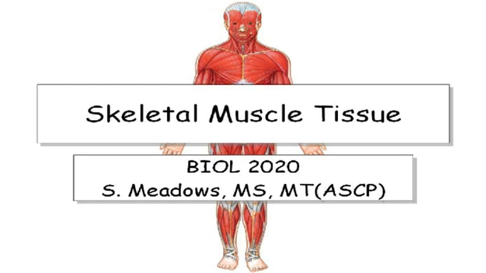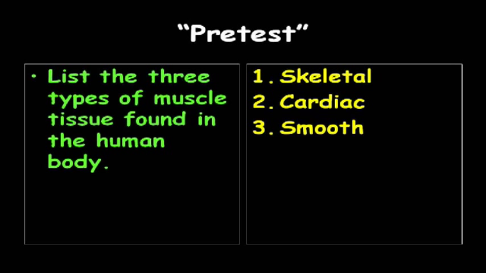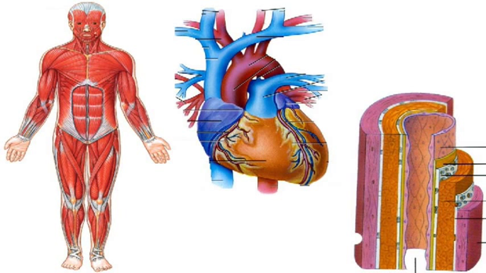Little flashback to ANP1. Remember that there are four basic types of tissues in the body. Somebody give me one. Connective. Muscle. Nervous. Epithelial. Now, three types of muscle tissue: skeletal muscle, cardiac muscle, and smooth. And so today, we're going to start talking about skeletal muscle.